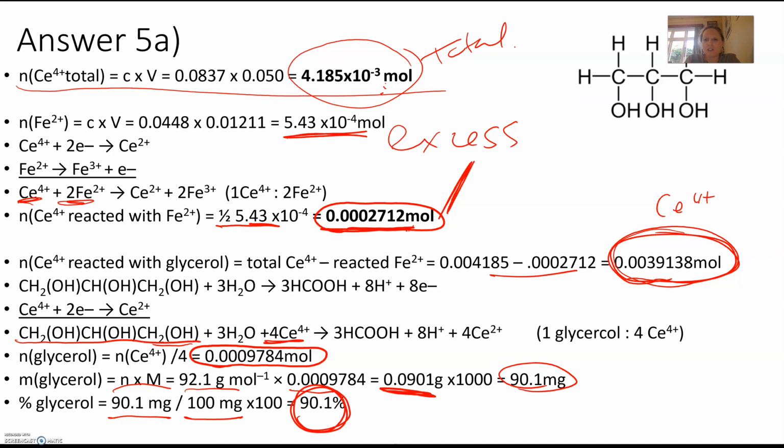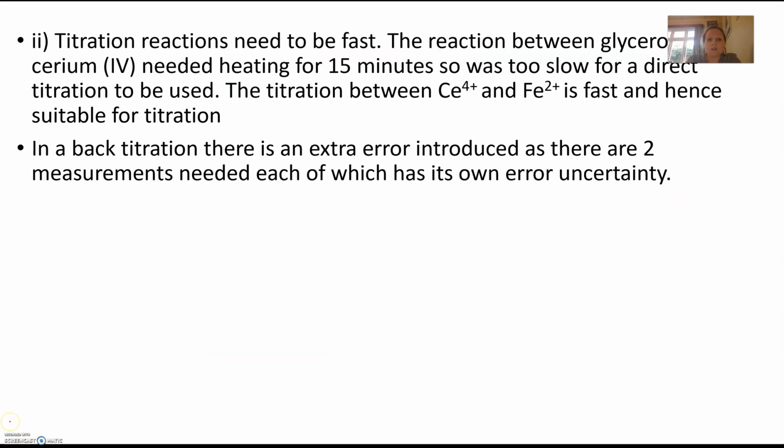So that's quite a stock standard back titration question. I hope that made sense. The second part of the question is why back titration was used.